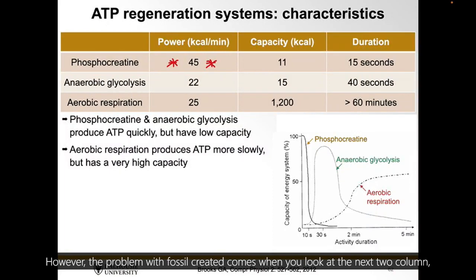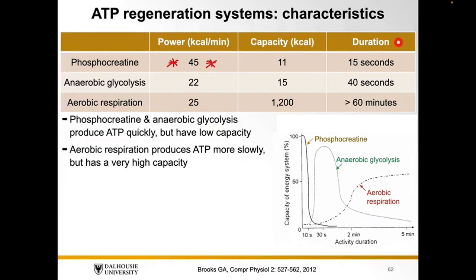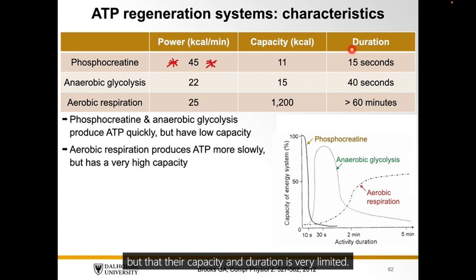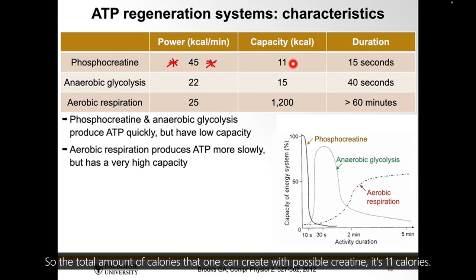However, the problem with phosphocreatine comes when you look at the next two columns. The total amount of ATP that can be created, so its capacity, and how long this system can last, or its duration. So what we see here is that phosphocreatine, and to a lesser extent anaerobic glycolysis, are systems that can create ATP relatively quickly, but that their capacity and duration is very limited. So the total amount of calories that one can create with phosphocreatine is 11 calories.